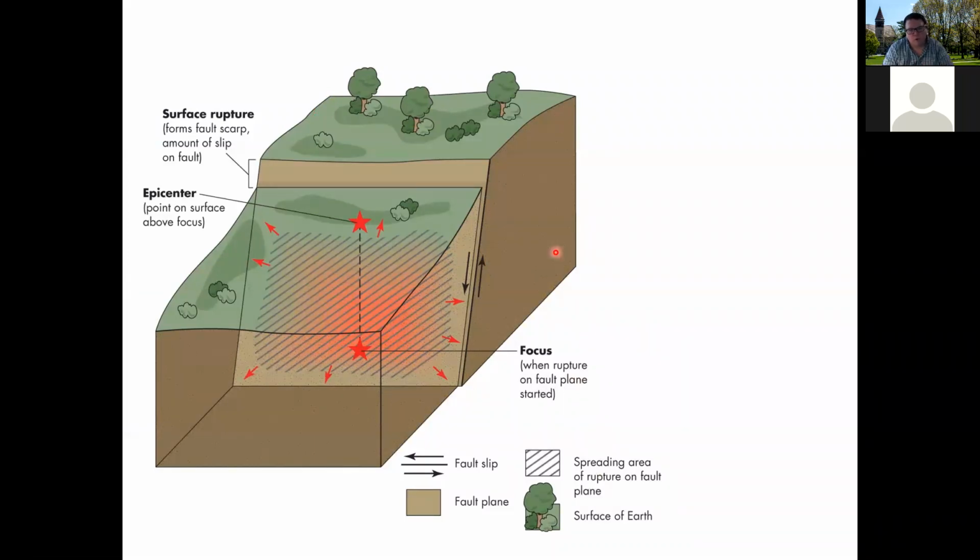The most important term is something we call the focus, and the focus is basically the location where the rupture on the fault plane started. This is where the initial stress built up to the point where that location started to actually move, and then the rest of the rock is displaced as that energy is transferred as part of the earthquake event. So again, focus is where the rupture started on the fault plane.